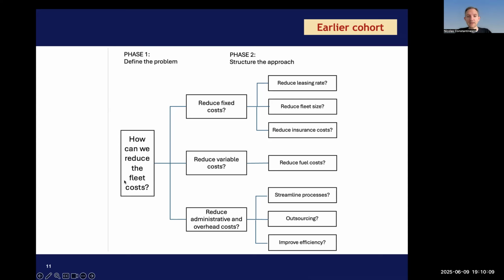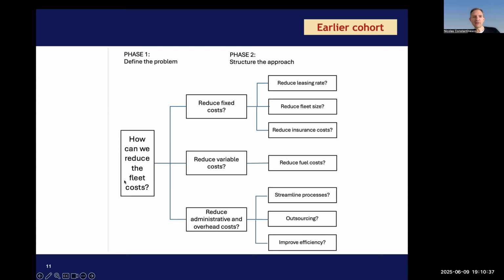Anyway, having some timeline in the very first question would help with that, right? So if we are planning to reduce the fleet costs in the next 6 months, that would help us distinguish that this is a fixed cost from the 6 month perspective and this is a variable cost, for example. That's right. That's right.